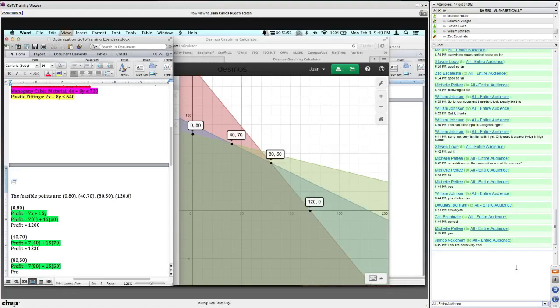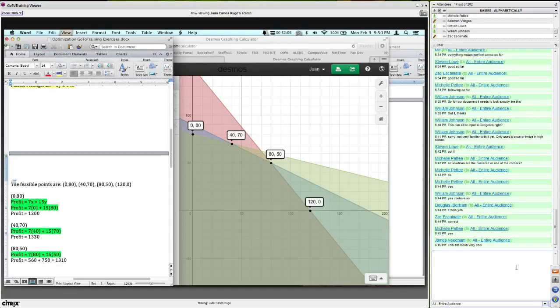So the total profit here is going to be equal to 560 plus 750. So this is 1,310. And finally the point (120, 0).